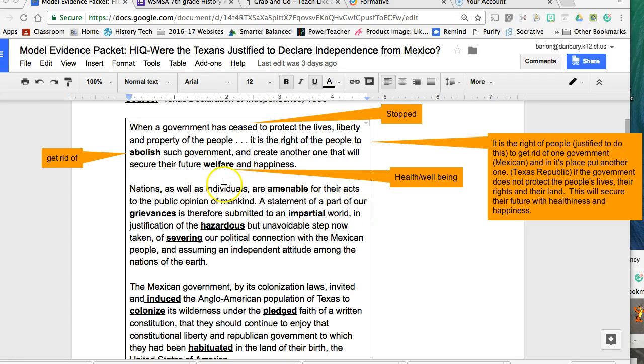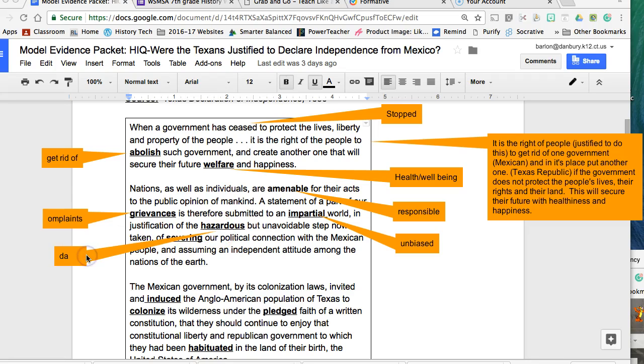You would do that. So, nations as well as individuals. They're talking about not only governments, but also people being amendable for their acts. I would think they are responsible for their acts to the public opinion of mankind. A statement of grievances, we already know this word, means complaints, is therefore submitted to an impartial world. Impartial means unbiased. Oops, I am biased, but it really means to be unbiased. In justification of the hazardous, which means dangerous, but unavoidable steps now taking of severing, or cutting, our political connection with the Mexican people and assuming an independent attitude among the nations.